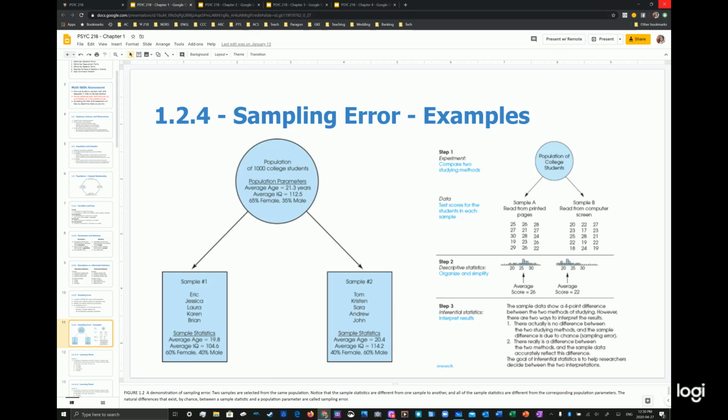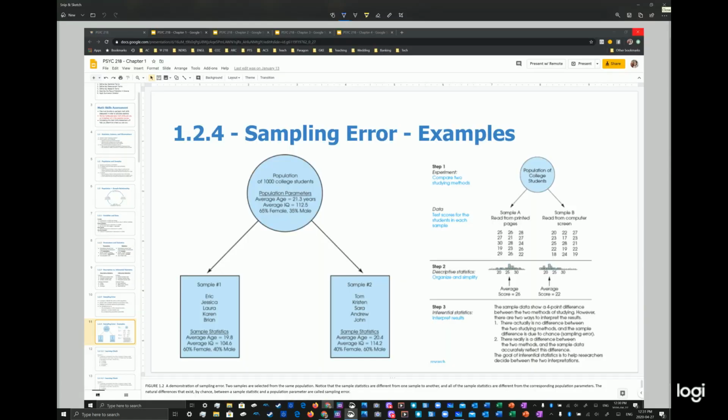This next slide shows you an example, using pictures, of what sampling error is. As you can see, in a more realistic situation, here's a college of 1,000 students. Alexander has about 2, 3, maybe 4 times that size, maybe more with online studies. If you grab only a sample of them, let's say 5, you can compare the averages. The average IQ, for example, for the population is 112.5. For one sample, the IQ average is much lower, 104.6. In another sample, the IQ average is slightly higher, 114.2.